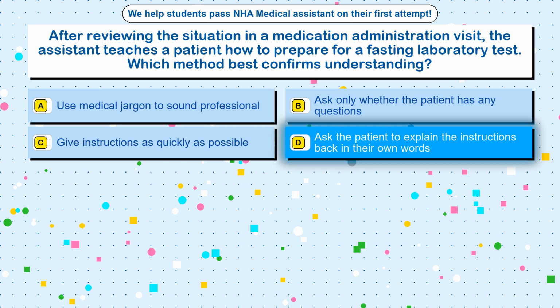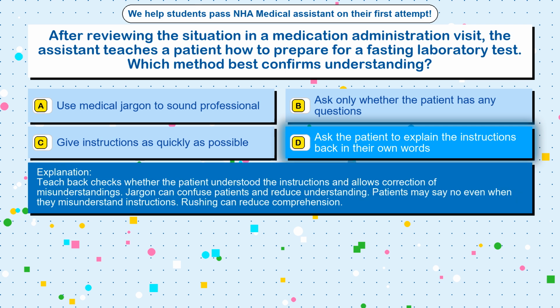Ask the patient to explain the instructions back in their own words. Teach back checks whether the patient understood the instructions and allows correction of misunderstandings. Jargon can confuse patients and reduce understanding. Patients may say no even when they misunderstand instructions. Rushing can reduce comprehension.